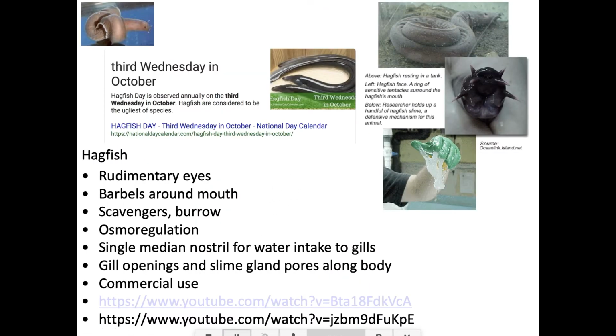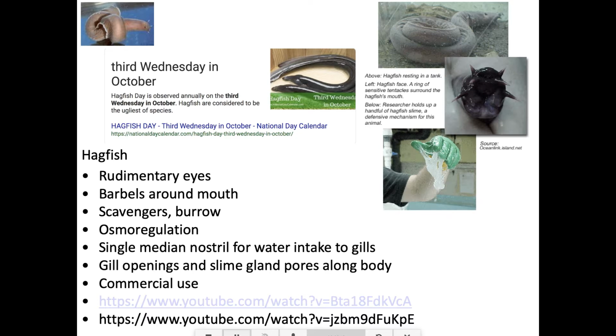Hagfish have no jaws. They are scavengers and usually grasp carcasses, like whale carcasses, and they corkscrew around to tear off pieces of flesh. They don't have eyes, but they can detect prey by scent from very long distances. They live in deep ocean depths. They have just a single median nostril for water delivery to their gills, so they're not very efficient.